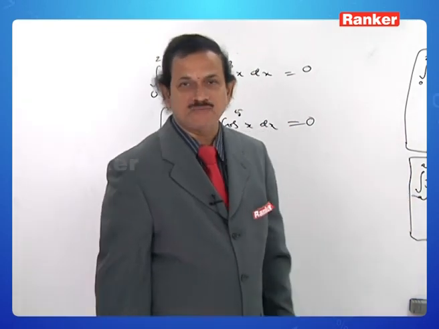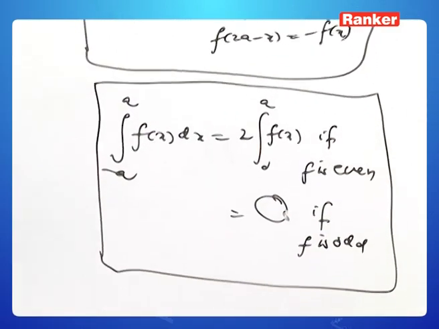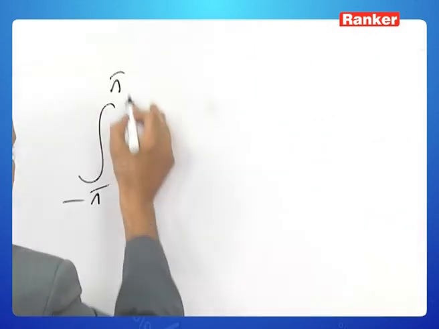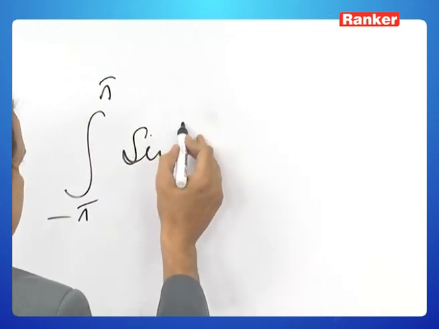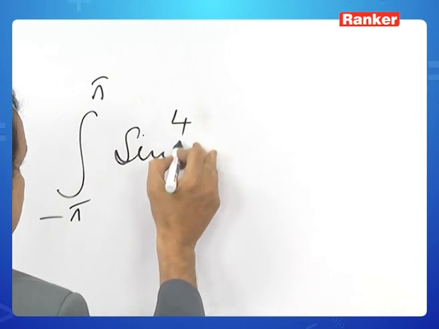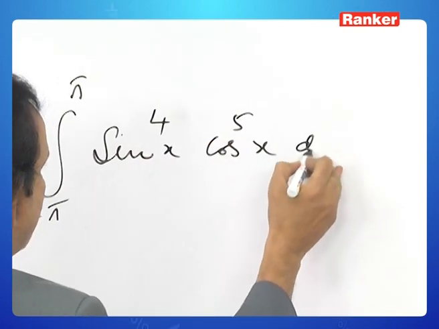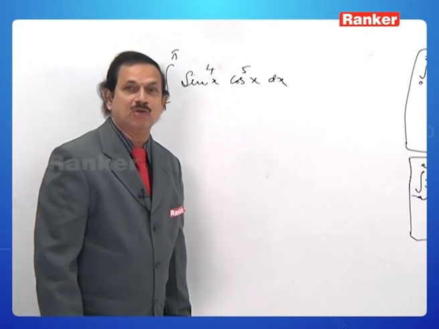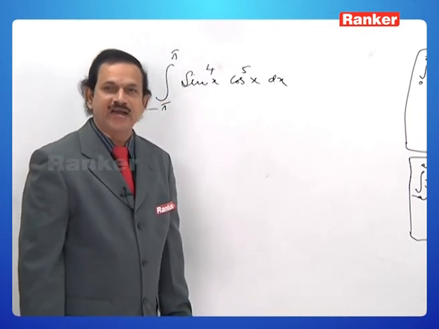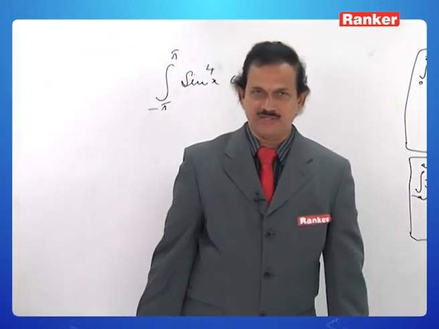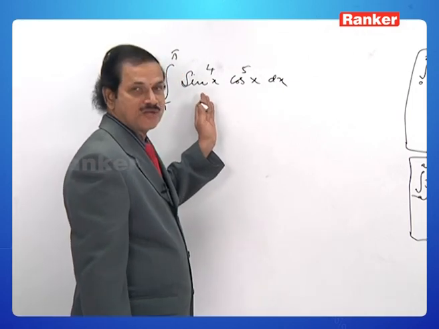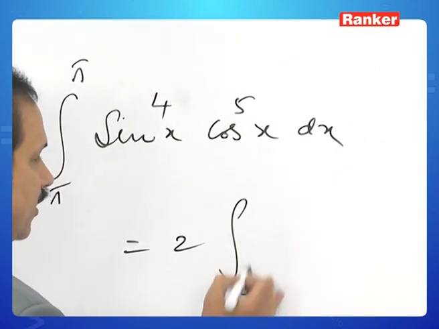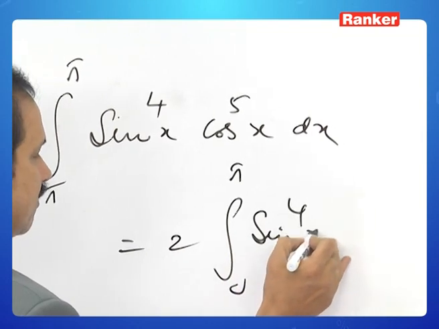Of course, we have not yet discussed this. We shall now take one more example in which this formula can be used. Integral from minus pi to pi of sine power 4x into cos power 5x dx. What's your opinion? As it is in the form minus a to a, what is the test you have to apply? You may have to test whether the integrand is even or odd. Sine power 4x is an even function, cos power 5x is an even function, so totally it is an even function. Hence, you can write this as 2 times integral 0 to a of sine power 4x into cos power 5x dx.